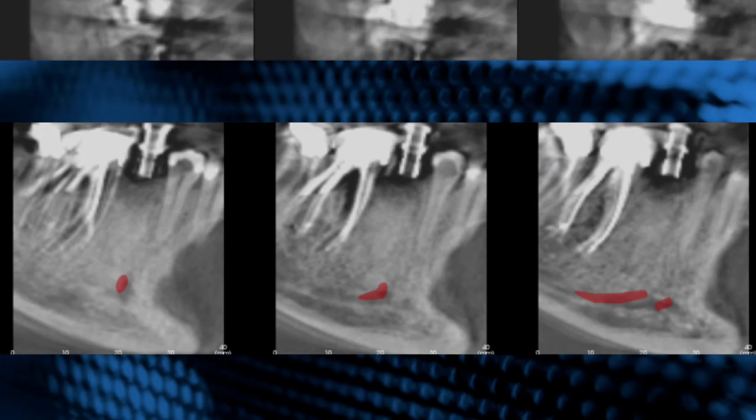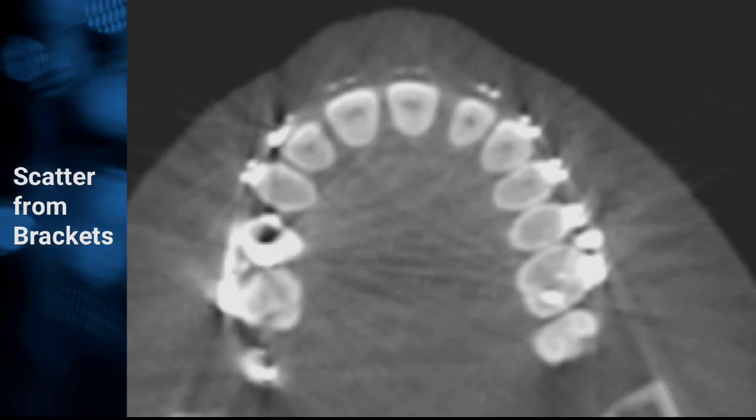Again, a view, we've got root canal fill in the maxillary view. In the mandibular fill, you see root canal fill and also a marker for an implant site. This is an axial view looking at orthodontic brackets and the amount of scatter that comes off of them.